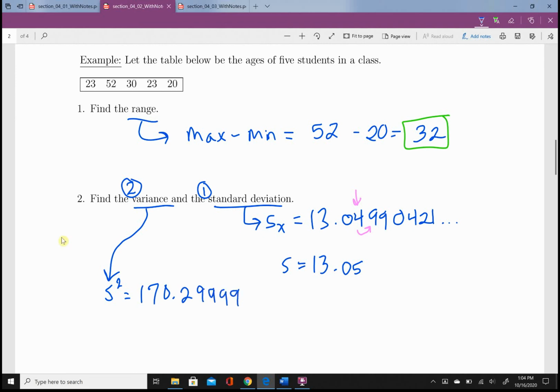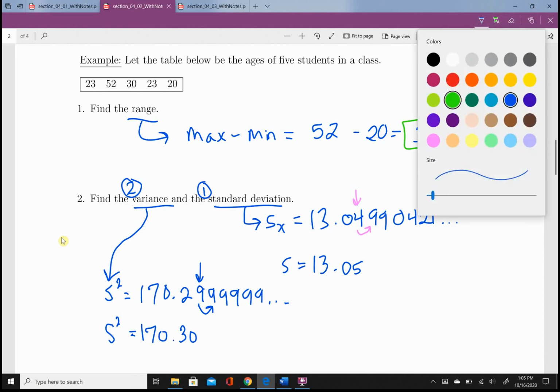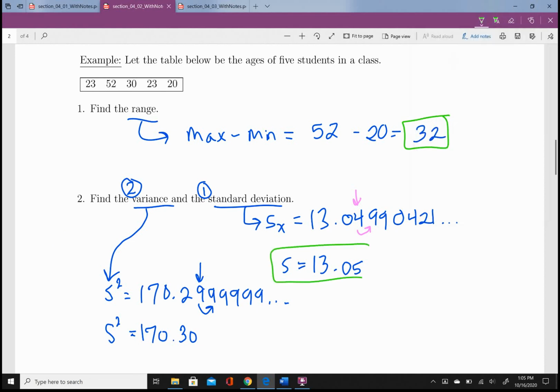9, right? So rounding this to the nearest hundredth, you'll get 170.30. And I know what you're thinking. Is it okay if we put 170.3? I don't have any problem with that. If in the homework you are asked specifically to round to a particular decimal place, and even if it's a zero, you should put that decimal place down.